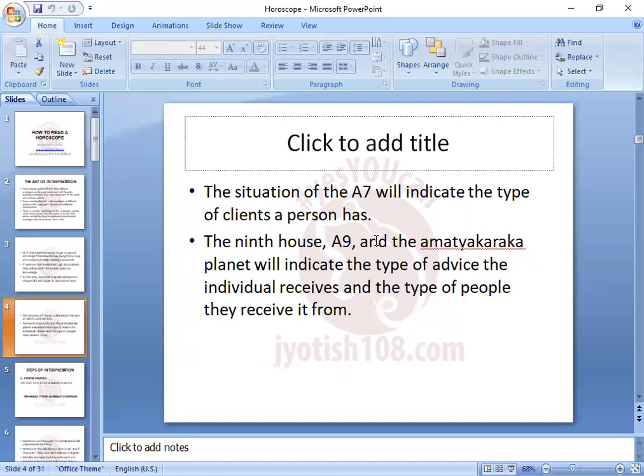And as far as you are concerned, the 9th house, the A9, that means the Arudha Pada of the 9th house, and the Amatya Karaka planet will indicate the type of advice the individual receives and the type of people they receive it from. So these are the three places: the 9th house, the Arudha Pada of the 9th house, and the Amatya Karaka, that means the second highest graha in the horoscope. They will indicate what type of advice you are receiving from others, and who are the ones advising you. So this is very, very important to understand.